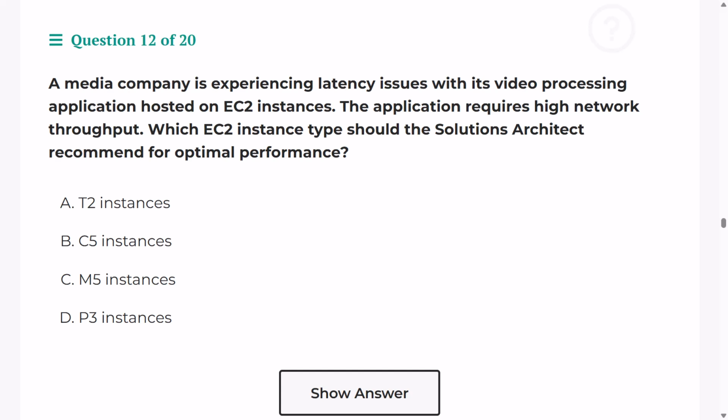Question number 12. A media company is experiencing latency issues with its video processing application hosted on EC2 instances. The application requires high network throughput. Which EC2 instance type should the solution architect recommend for optimal performance? Our options are T2 instances, C5 instances, M5, and P3 instances.